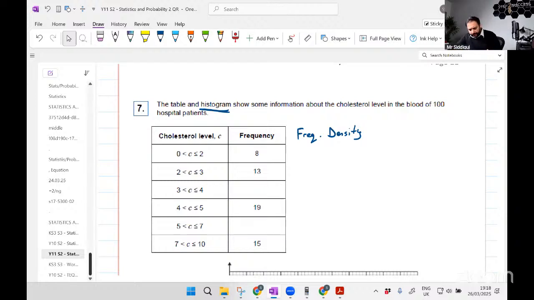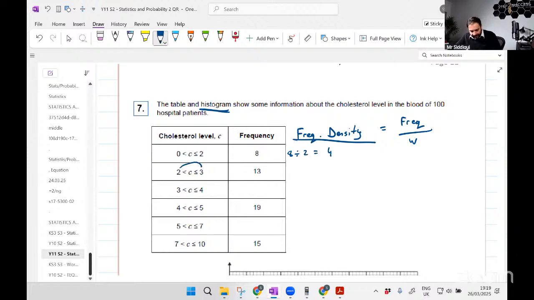So the thing to think about with histograms is frequency density. Frequency density is your frequency divided by the width of the group. That's the way I think of it. If you did the key stage 3 one, you wouldn't have done this stuff, just so you're aware. To work out frequency density, it is the frequency, 8, divided by the width of the group. The width of the group is 2 here, so 8 divided by 2 is 4.